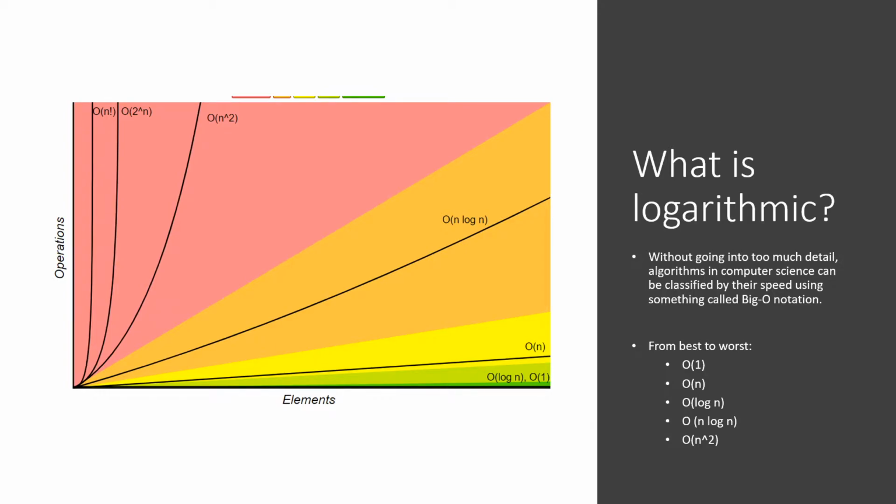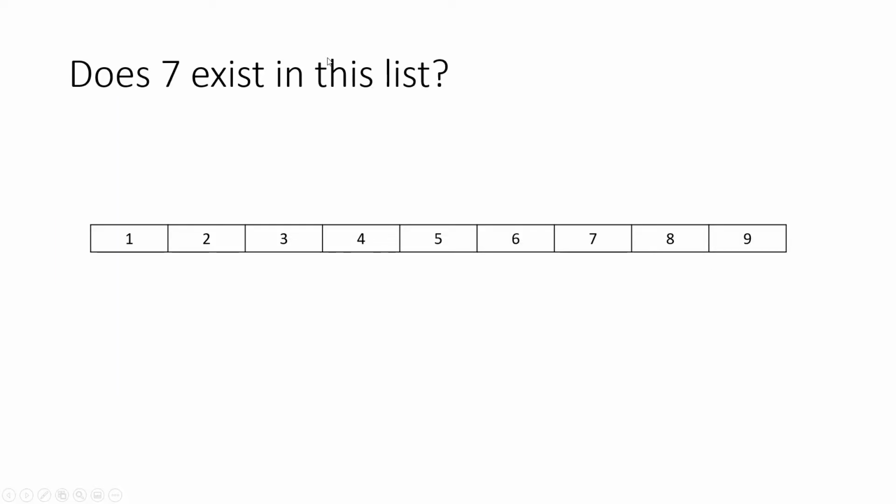So we just learned that for something to be logarithmic, it has to cut all the remaining elements in half every time it makes a move. So let's see how this works on an array or list. Let's say we're looking for the number 7. In an order n algorithm, we'd have to go through every element in the list, looking: is this 7, is this 7, is this 7?